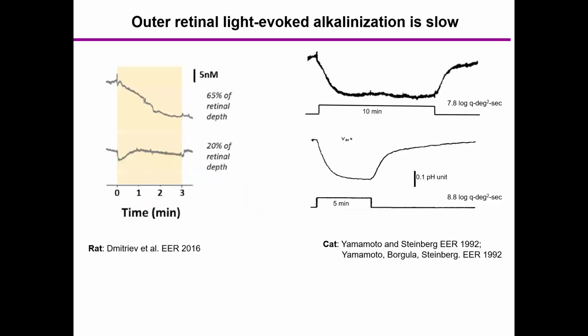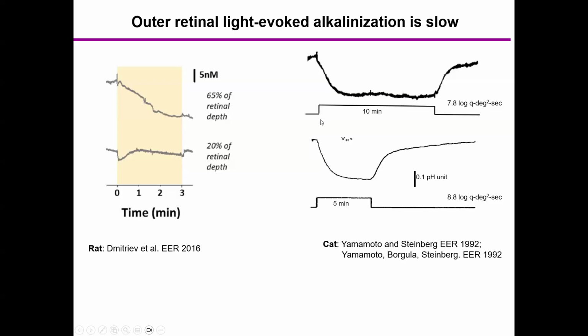But what I want to emphasize here is that these changes going from dark to light are pretty slow. Over here on the left is what happens in a rat as you expose the rat to 3 minutes of light at rod saturation. It takes 3 minutes to get down to the pH of the light-adapted retina. The inner retina is a little more complicated, and we discussed this in the review paper about this, but I'm not going to go there today.